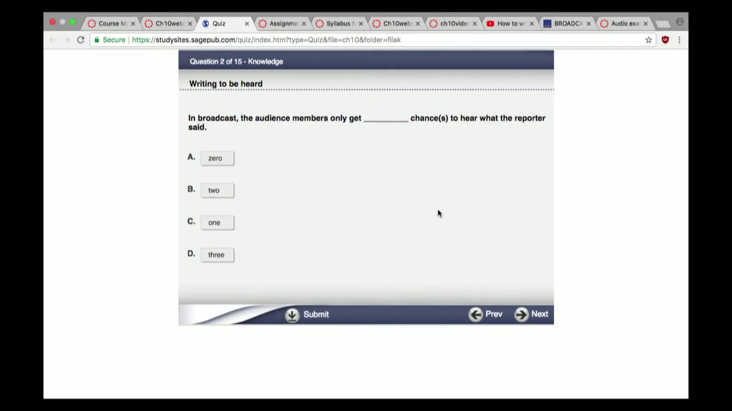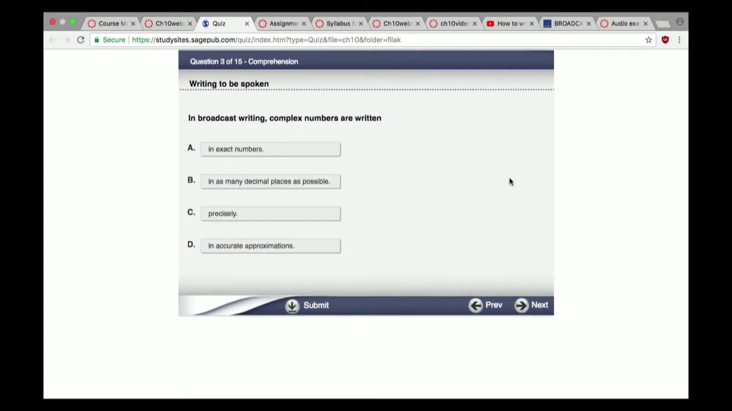Okay. Question 2. In broadcast, the audience members only get how many chances to hear what the reporter said? One. If we don't get this right, something's wrong. Unless it's a podcast. Good point. Writing to be spoken.